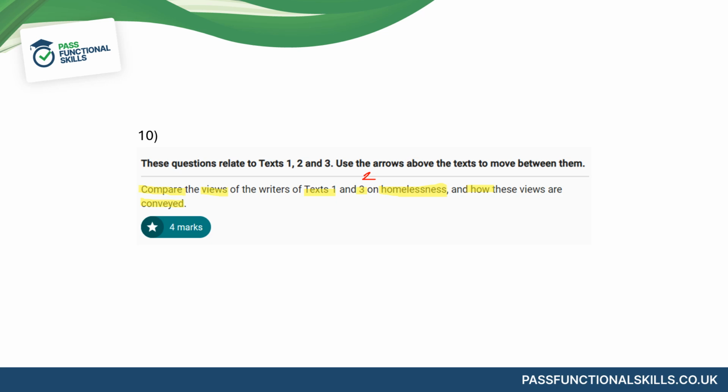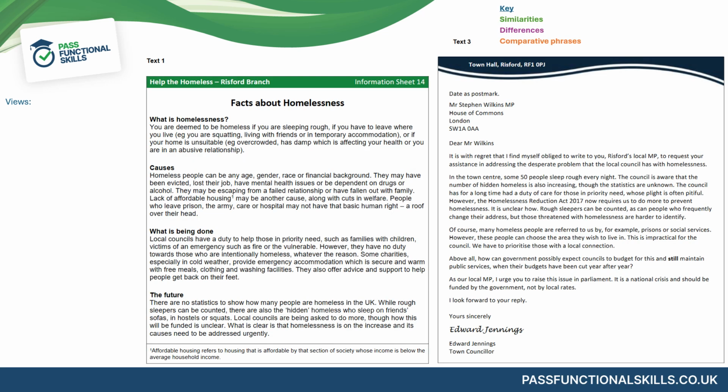So this is anything from bias to language features to facts and opinions, and also the overall style. So is one text much more formal, is the other text more informal? So see if you can see any comparisons of similarities and differences across the 2 texts in how the views are conveyed as well. Okay, so here we've got both texts.